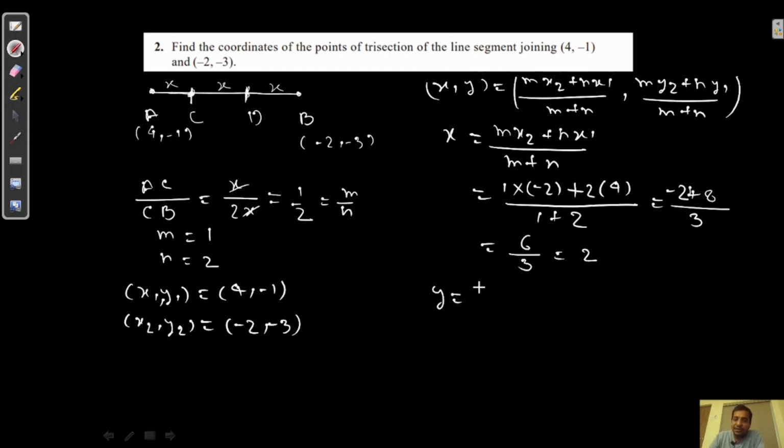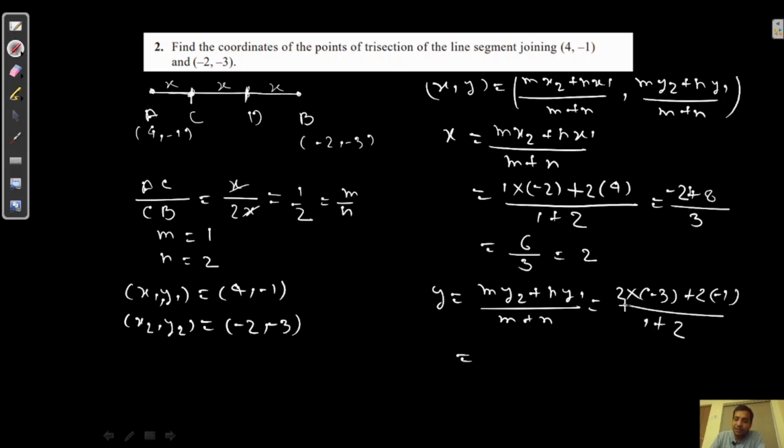Similarly for y, it is my2 plus ny1 upon m plus n. Let us put in the values. The value of m is 1. The value of y2, as you can see, is minus 3. A negative number we will always keep in a bracket. I am repeating it again and again so that you do not forget: to avoid calculation mistakes, always keep a negative number in a bracket. The value of n is 2. The value of y1 is minus 1, so I am putting minus 1 here. The value of m is 1 and the value of n is 2.